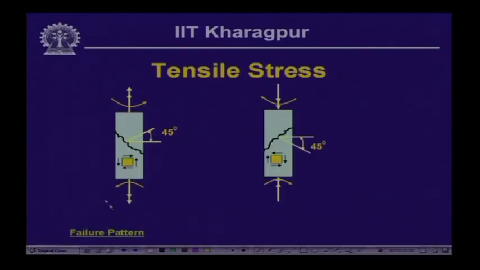Now, if we have a bar which is subjected to a twisting moment of this form, this particular twisting moment is the positive moment as we had defined earlier. Because of this, this is the kind of stresses that will generate on the surface, which is in the form of a pure shear.